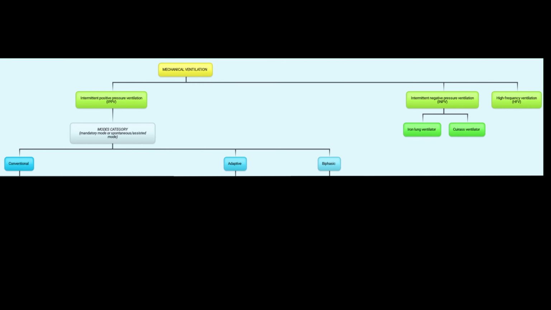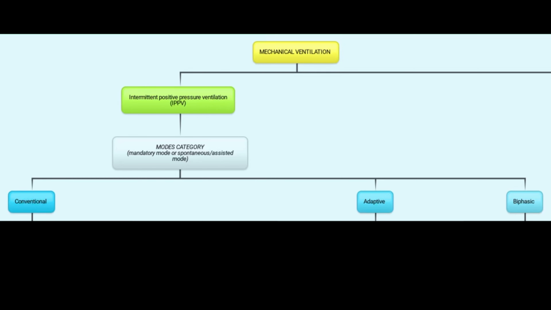Adaptive ventilation modes are basically conventional modes in which one or more control settings are automatically regulated. It's a kind of smart ventilator. Biphasic ventilation modes are a special form of continuous positive airway pressure, CPAP, where the baseline pressure alternates intermittently between two positive pressure levels according to the operator's settings. The ventilated patient can breathe spontaneously on either level.